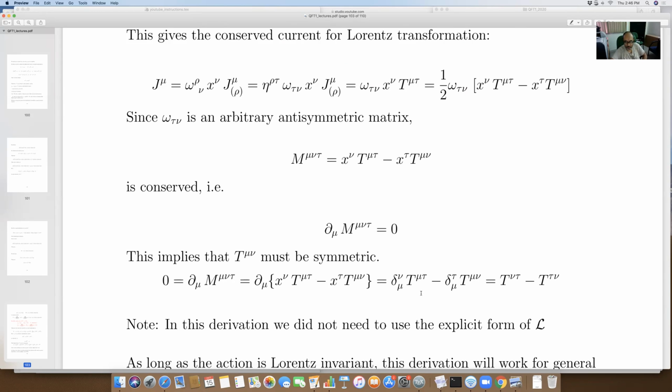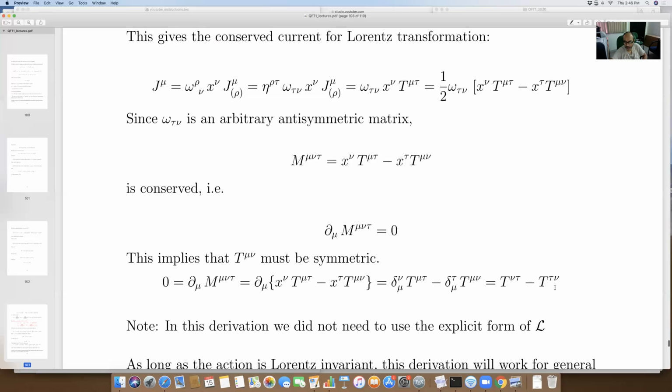So the two terms which could be non-zero are the one where del mu acts on x nu, so that gives you this, and the one where del mu acts on x tau, that gives you this. And then after you sum, you get T nu tau minus T tau nu. So this equation then tells us that T nu tau must be equal to T tau nu. So the energy momentum tensor must be symmetric. So this is the consequence.